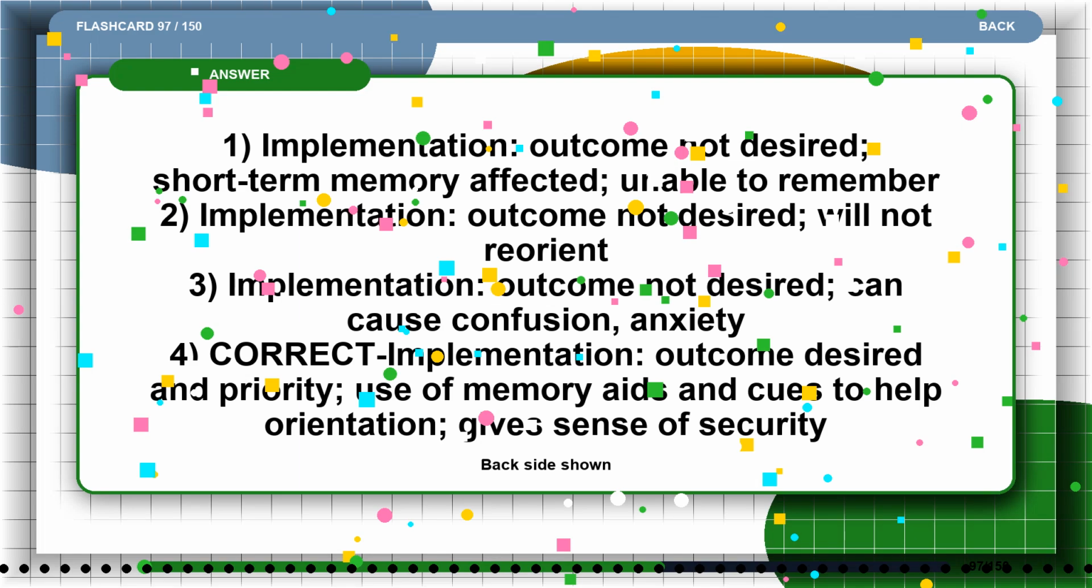The answer is 1. Implementation. Outcome not desired. Short-term memory affected. Unable to remember. 2. Implementation. Outcome not desired. Will not reorient. 3. Implementation. Outcome not desired. Can cause confusion, anxiety. 4. Correct implementation. Outcome desired and priority. Use of memory aids and cues to help orientation. Gives a sense of security.